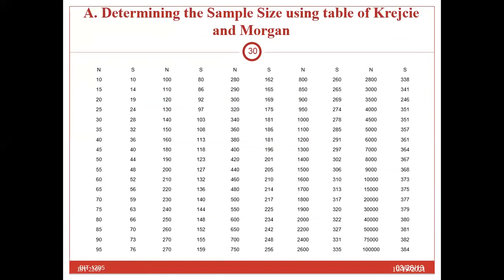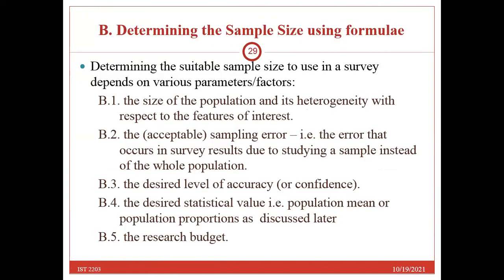And then there is determining the sample size using a formula. And the formula has a number of parameters or factors that it considers. It has the size of the population, how big is the population, and how mixed it is with respect to the features of interest. This word heterogeneity means how mixed. Remember in the previous slides I talked about the word homogeneous, meaning there's one parameter. Hetero meaning there are many parameters, and the population is mixed.